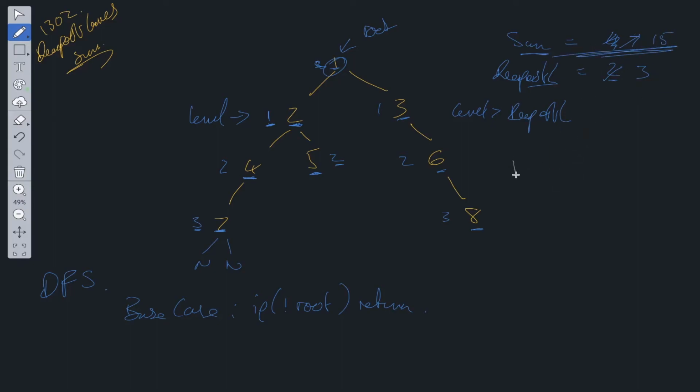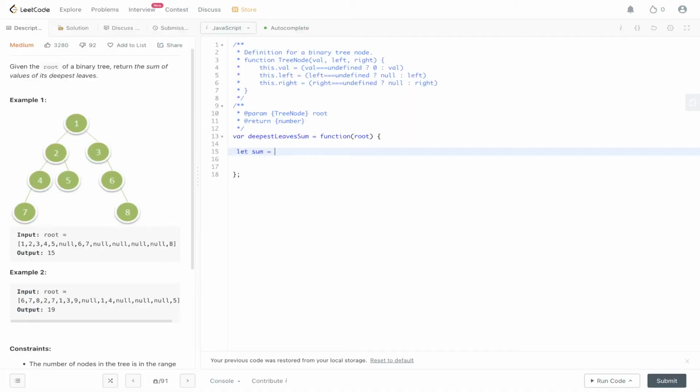So for our complexity analysis, time complexity is going to be O(N), since we have to visit each node exactly once. So this is an upper bound, and then space is going to be O(H). So let's start off by initializing our variables. So let sum equals 0, let deepest level equals 0. Then let's create the function, DFS, pass in root and level. And when we call it, root is going to be root and level is going to be set at 0.